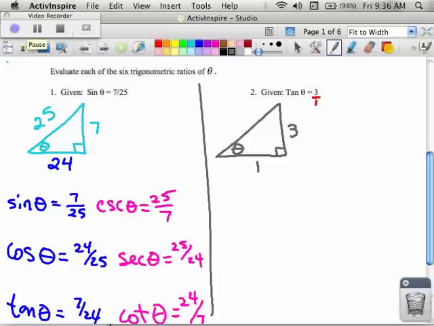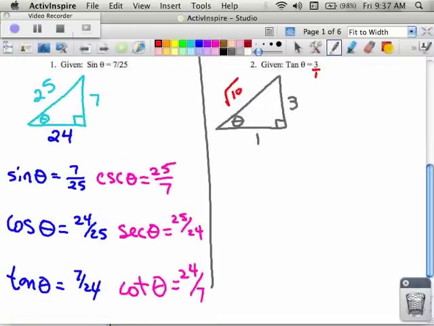Okay, number 2. Using the Pythagorean theorem, we find out the hypotenuse is the square root of 10. A squared plus b squared equals c squared. So 1 squared is 1 plus 3 squared is 9 equals c squared. 1 and 9 is 10. The square root is usually plus or minus, but we're talking about a side length, so we don't use a negative.